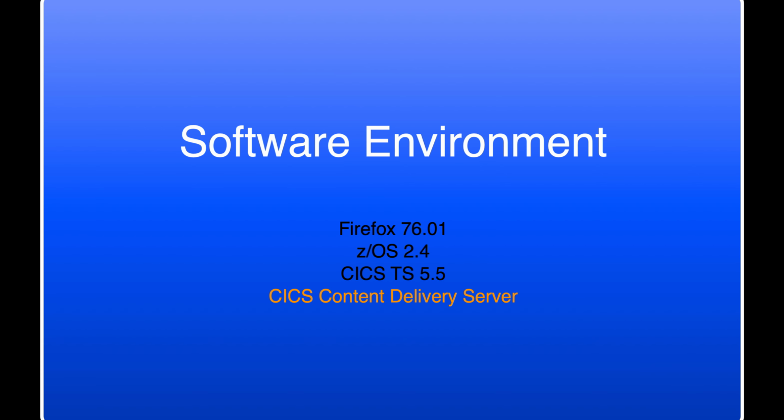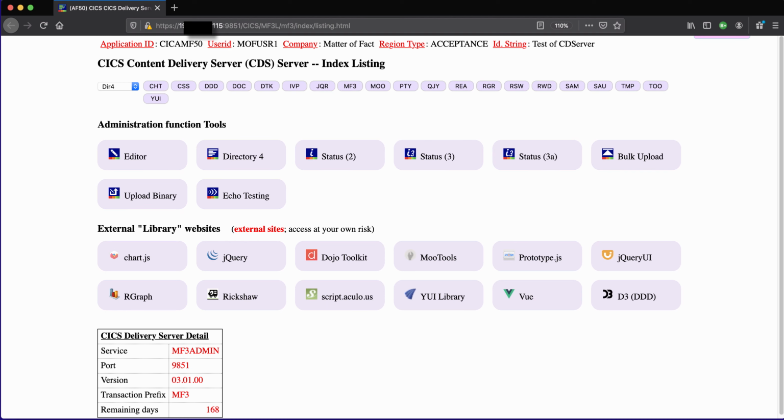The demonstration you're about to see is based on the infrastructure as shown. So we're starting with a copy of Firefox running on a MacBook Pro. That communicates across the internet with the z/OS 2.4 system running a CICS TS 5.5 region. Next, we'll start the actual demonstration.